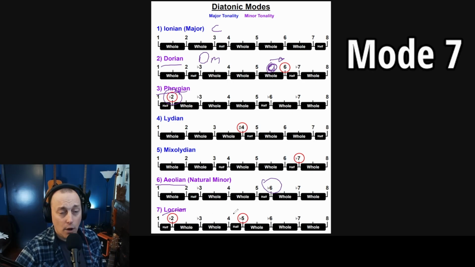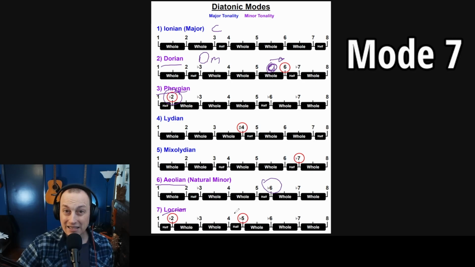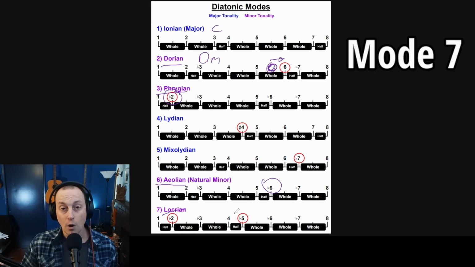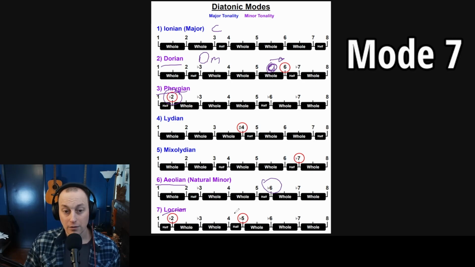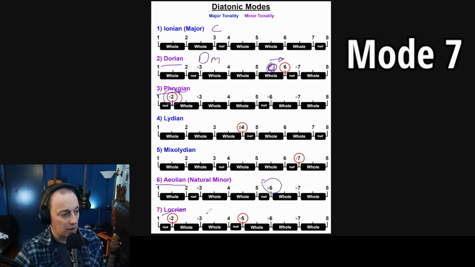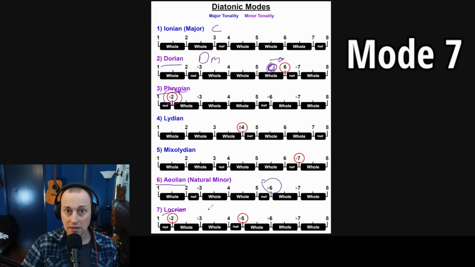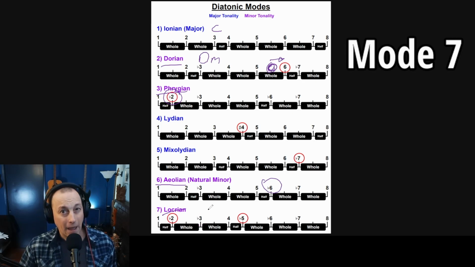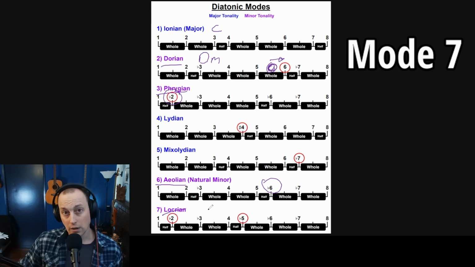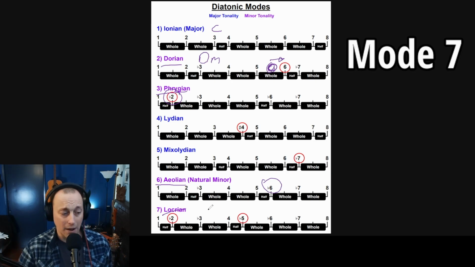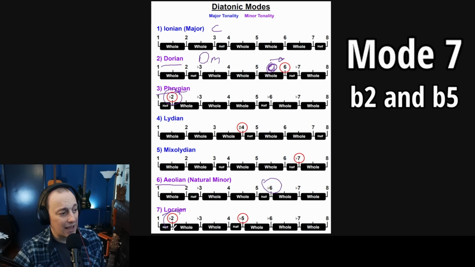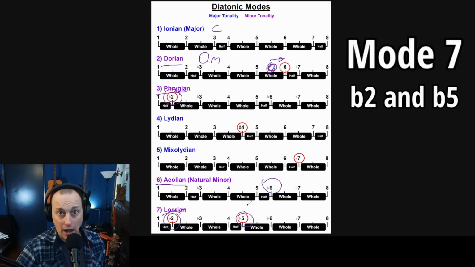This is the only mode that has 2 exceptions compared to its major or minor counterpart. So minor mode, right? Flat 3. Got a flat 3 on this one. So I'm going to be thinking of this as a minor mode. I'm going to think of how does this mode or scale change compared to my minor scale? Well, it's got a flat 2 and a flat 5.